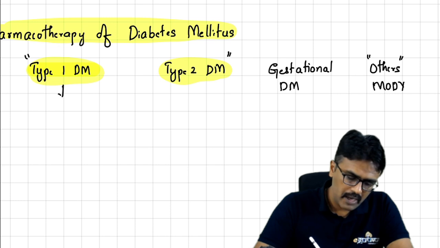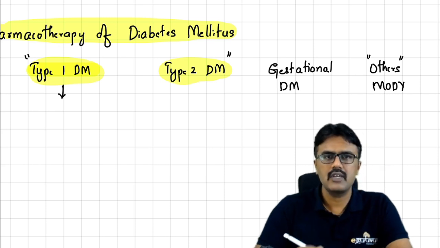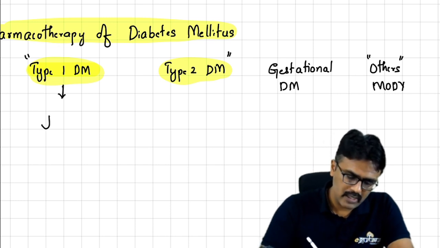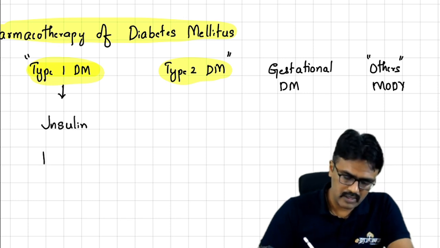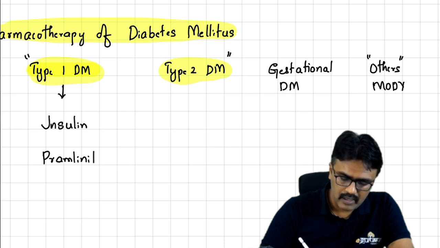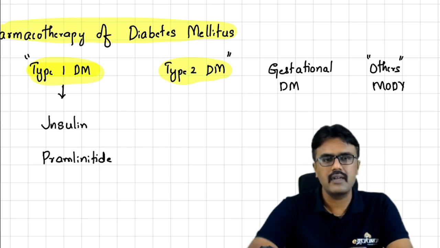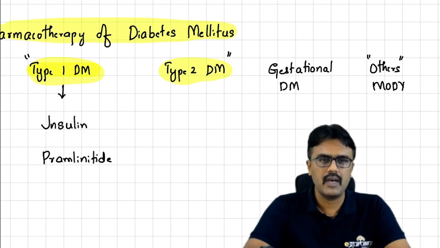Now, when you manage type 1 diabetes, there are only two drugs approved for it. One is insulin, and the other drug approved is pramlintide. These are the only two drugs used for type 1 diabetes.